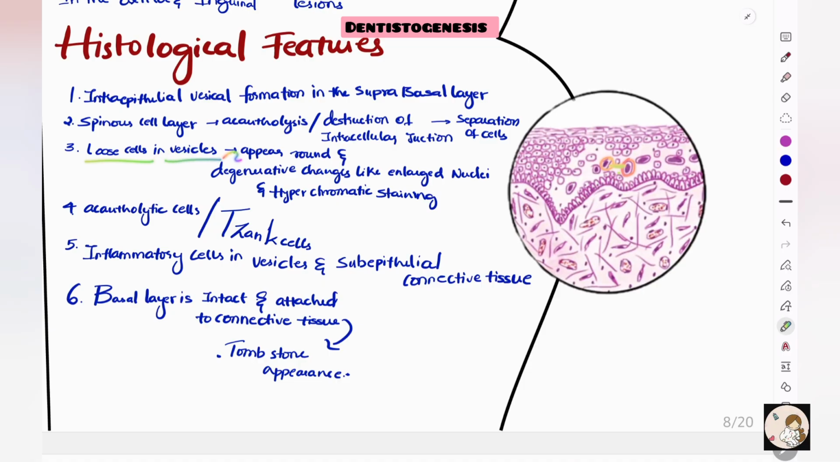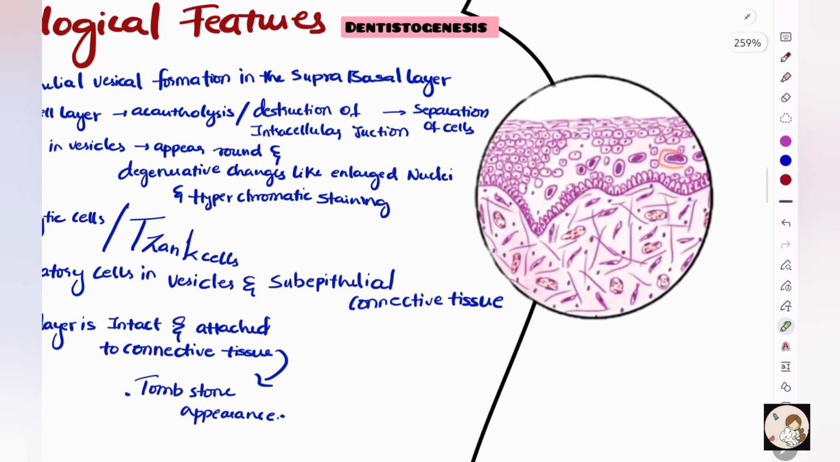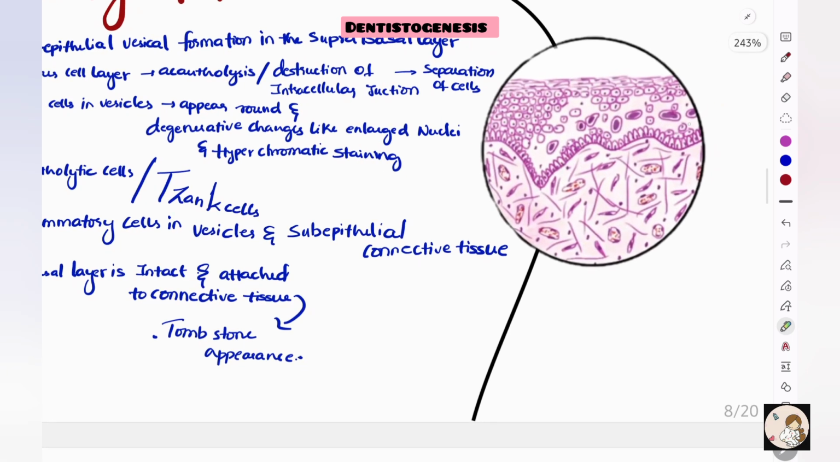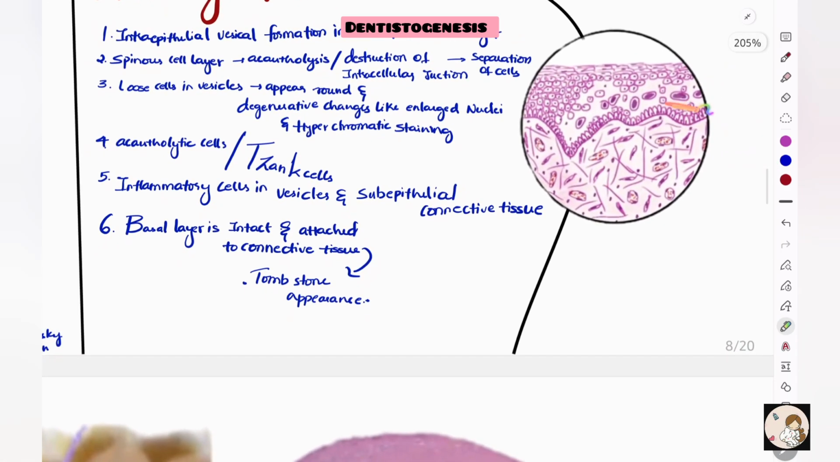Loose cells in vesicles appear round, degenerative, with enlarged nuclei and hyperchromatic staining. So now these are enlarged in size and also enlarged in nuclei, and they are hyperchromatic, with larger nucleoli. Now these cells which are acantholyzed are not similar to these normal cells. So these cells are called Tzanck cells, which are a characteristic feature of Pemphigus.